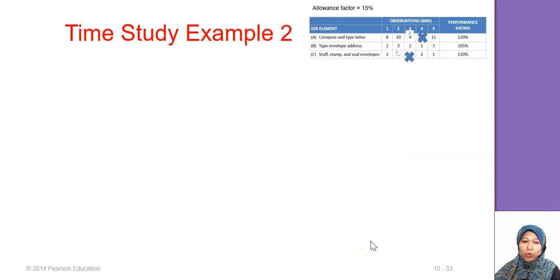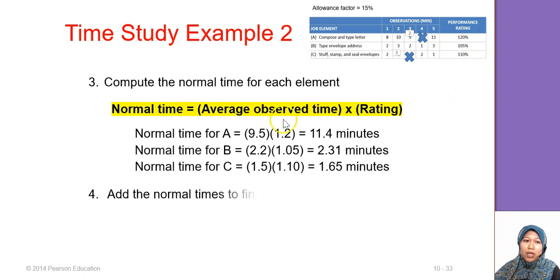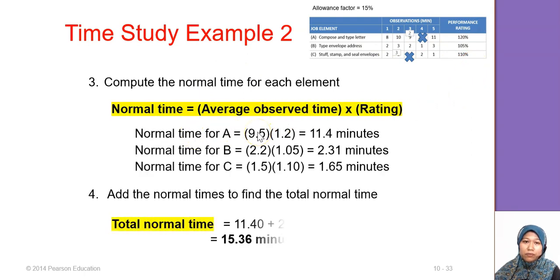Now we need to convert to normal time. When we want to convert to normal time, this is our data, and this is the performance rating that we're going to use. We take the observed time. For A, we calculated 9.5 just now, times the 1.2 performance rating.